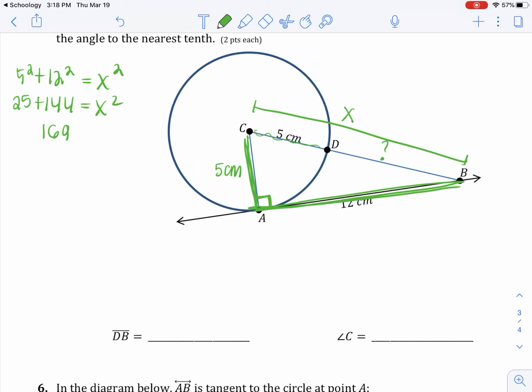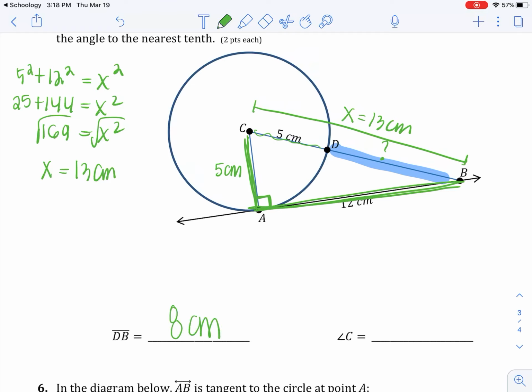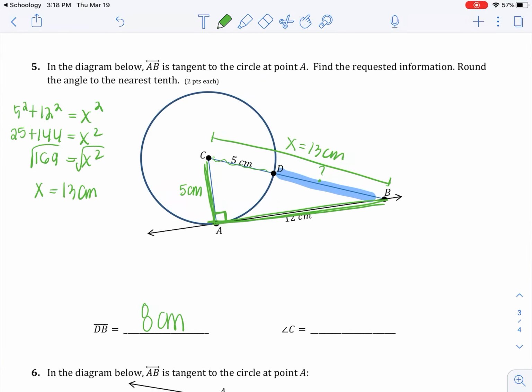25 plus 144 equals X squared. 169 equals X squared. Square root to solve. You don't have to do plus or minus because it's a length. And you get 13 centimeters. Now, this whole thing is 13 centimeters. So to get just this part right here, I'm going to do 13 minus 5. My final answer is 8 centimeters.